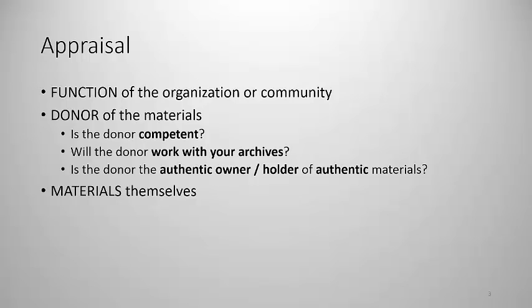Was Ms. King competent to provide the materials? The answer is yes. She purchased the house and everything in it, so she had a legal right to make the donation. We ask ourselves, would she work with the archives? Again, yes, she had contacted the archives to donate the collection and cooperated fully with all of our requests. This was in fact a particularly easy acquisition to make. She wanted to provide full access, and she required no restrictions on the materials that she donated on this archival collection. Now, was she the authentic owner and holder of the records?